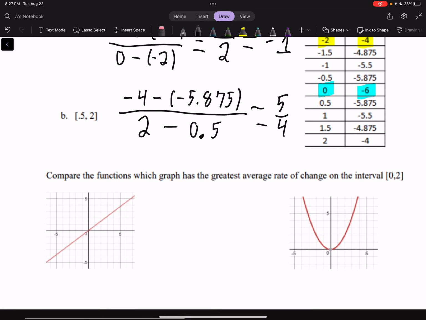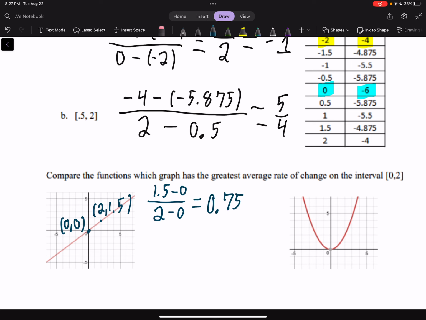Compare the functions. Which graph has the greatest average rate of change on the interval of 0 to 2? The graph on the left. At x equal to 0, y is equal to 0. At 2, our y value is 1.5. So we have 1.5 minus 0 over 2 minus 0. This is going to come out to be 0.75.